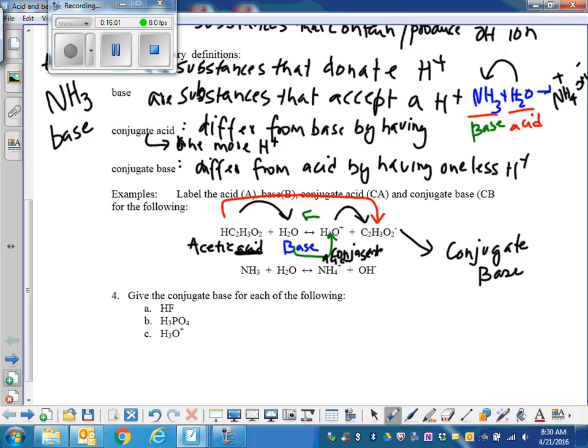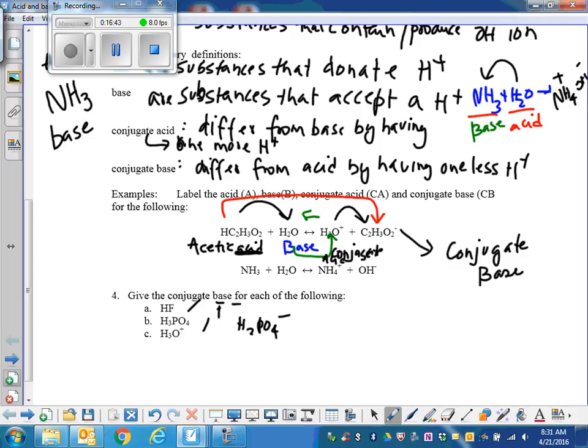But if you look at the base and the conjugate acid, what do they differ by? By a hydrogen plus. The acid has one more. If you look at the acid and the conjugate base, what do they differ by? A hydrogen plus. The base has one less. So here is an acid. What will be its conjugate base? F minus. Do you agree? Is it one less? Hydrogen plus. So H3PO4. What will be the conjugate base?